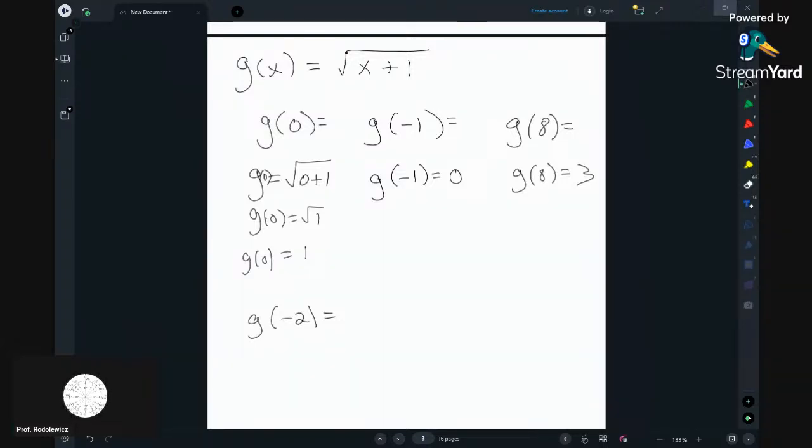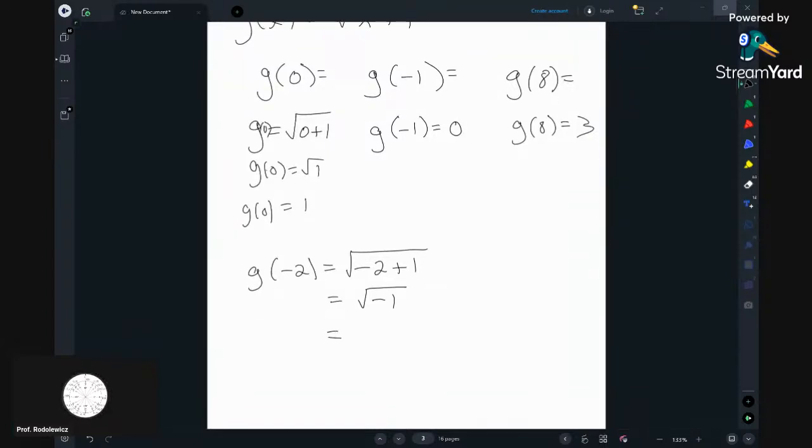Undefined issue? Let's just make sure we see it. -2 plus 1. This is -1. And if you were thinking, isn't that -1? You may need to reconsider this course. No, this is not -1. All right. Square root of -1 is not a real number.